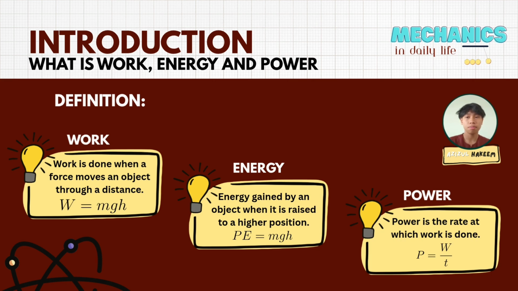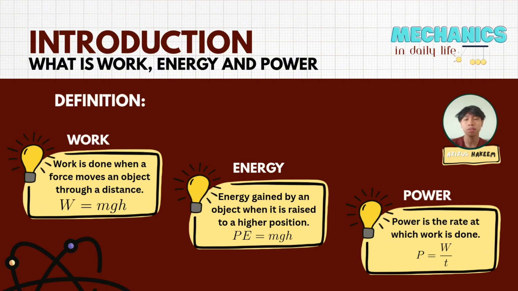Before we start climbing any stairs, let's break down the basic physics principle behind it all. Today, we are defining three core concepts: work, energy, and power. First up is work. In physics, work is done whenever a force moves an object through a distance, because we are lifting our own body weight upwards against gravity. Our work formula is written as W equals mgh. M equals mass, g equals gravity, and h equals height.